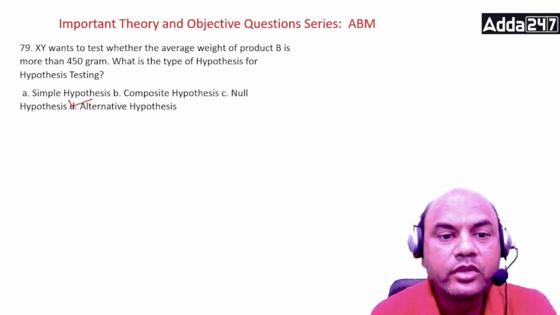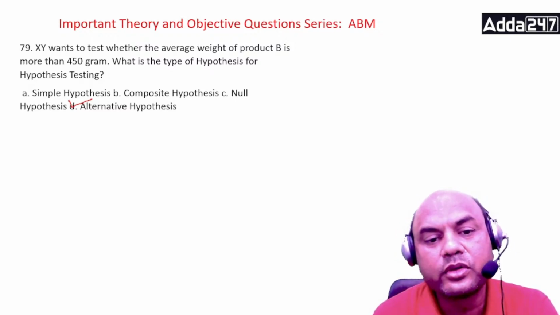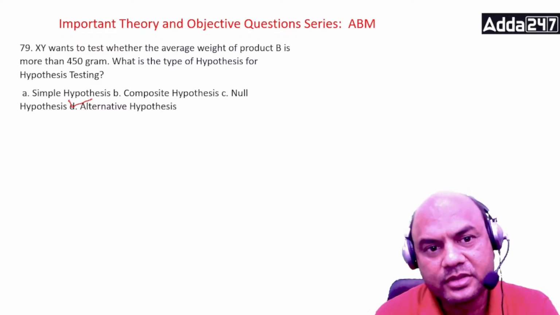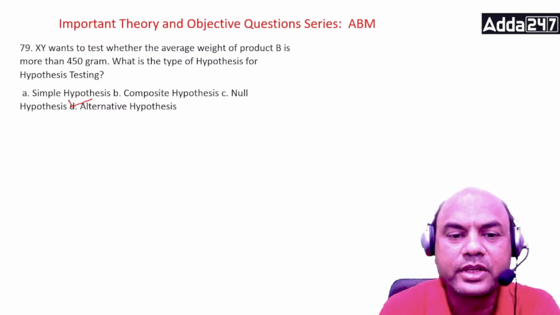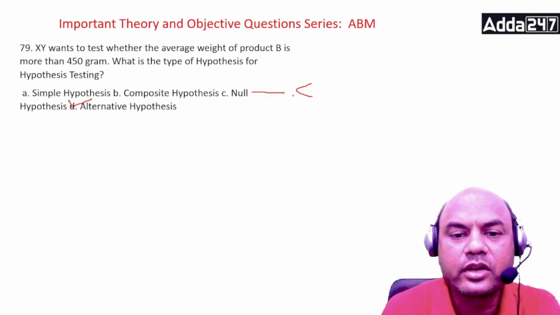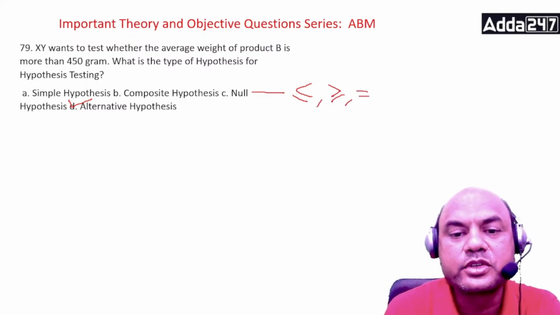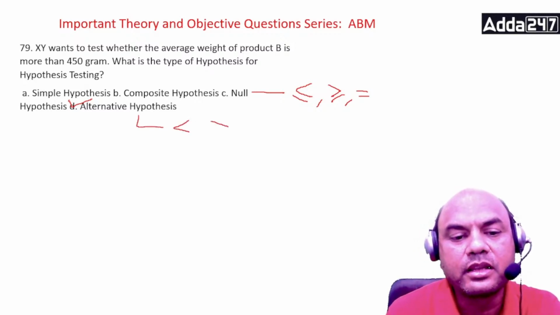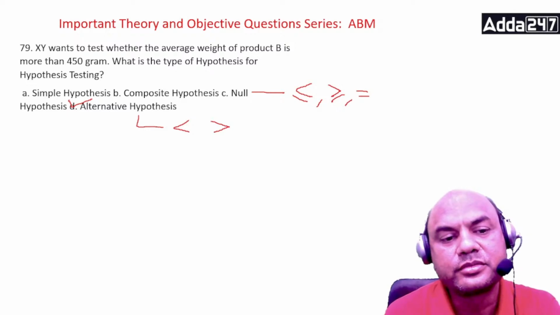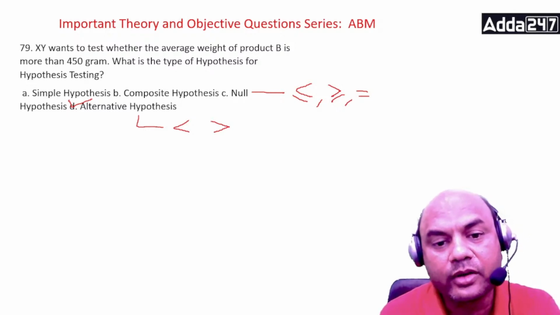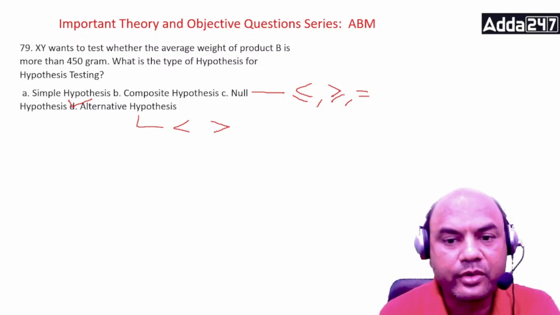So whenever you have equal to, or less than or equal to, greater than or equal to, you generally use the null hypothesis. There should be one equality over here. And alternative, it is simply greater than, less than. That's it. These two. So you'll be using the alternative hypothesis over here. Got it?